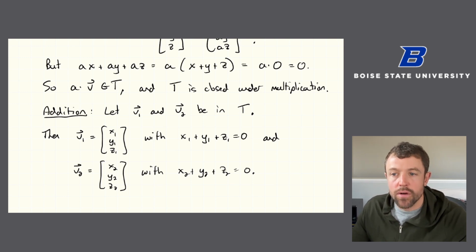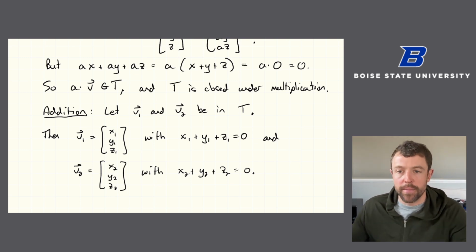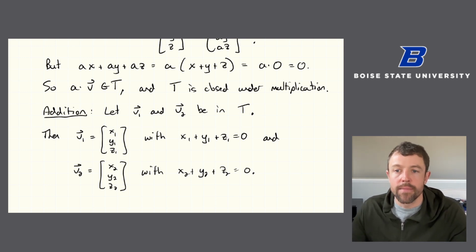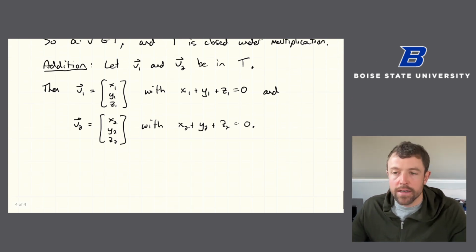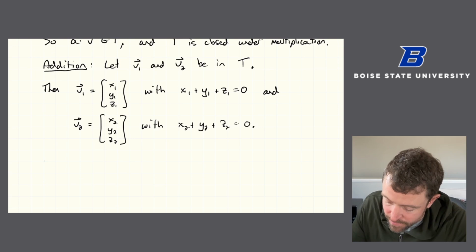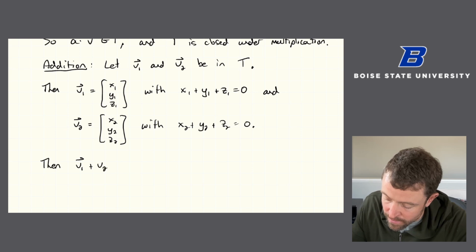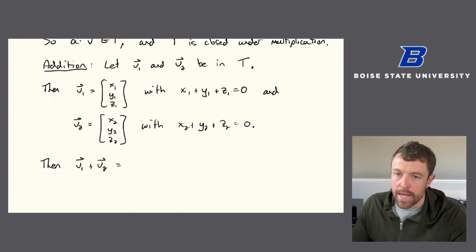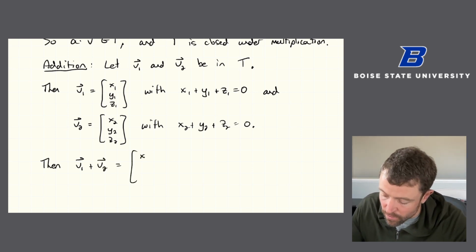So I've taken two arbitrary vectors from the set. Arbitrary meaning I haven't specified what they are. There could be any vector in the set. I've clarified what that means for them to be vectors in the set, and now I'm going to see what happens when I add them. When I add these two, well, the whole point of writing them out in terms of their coordinates was to add them up.